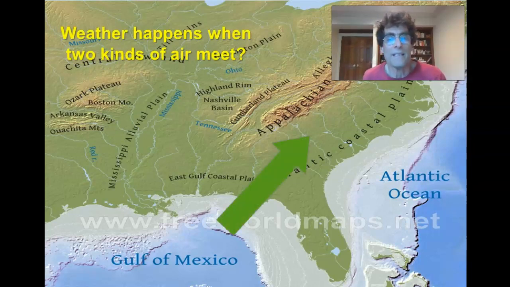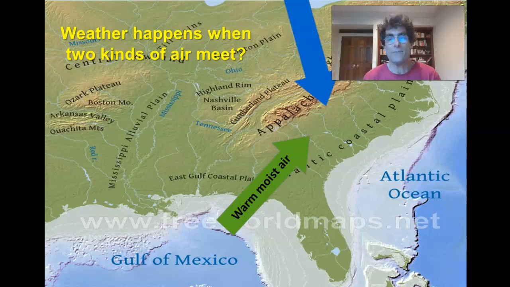So what kind of air mass would come up from the Gulf of Mexico? Well, it's over the water, so it's going to be wet or moist, and it's from the south, so it's warm. So we have warm, moist air coming up from the bottom, from the south. And then we have this air from Canada. Well, that's going to be cold because it's coming from the north. And it's going to be dry because it's coming from overland.